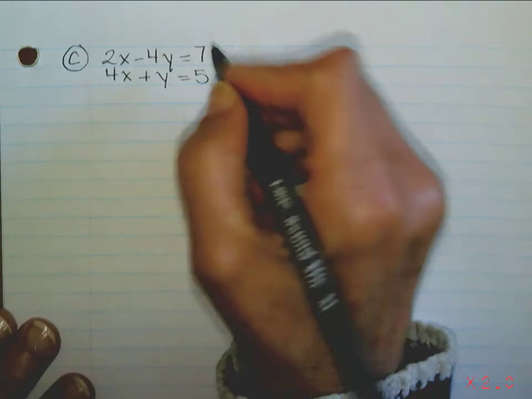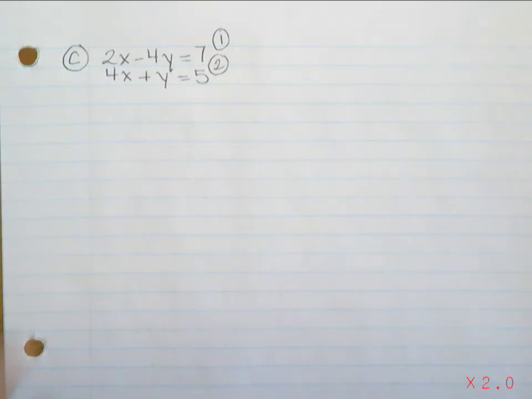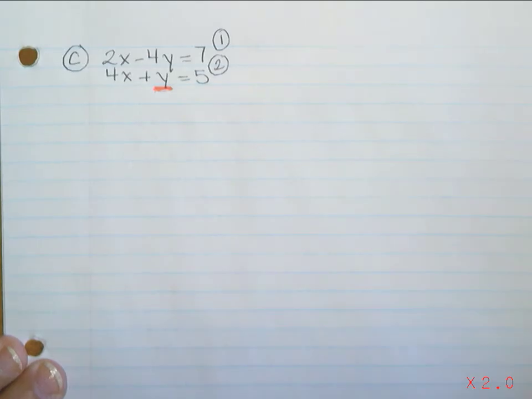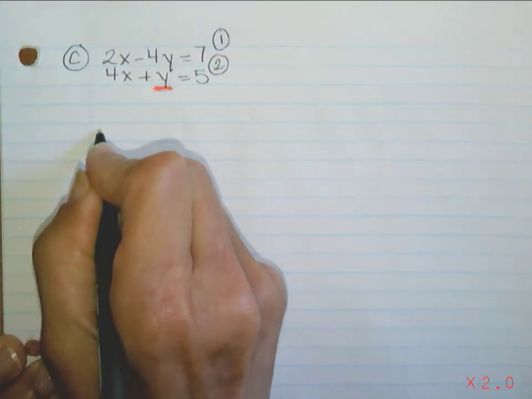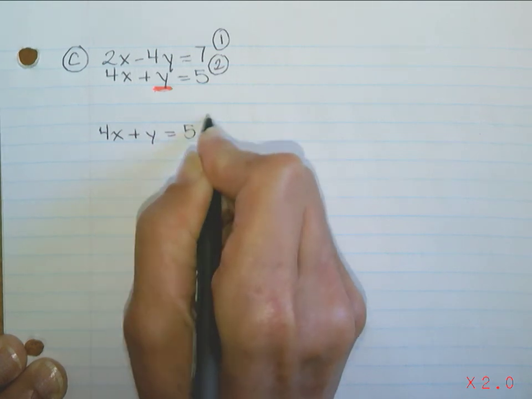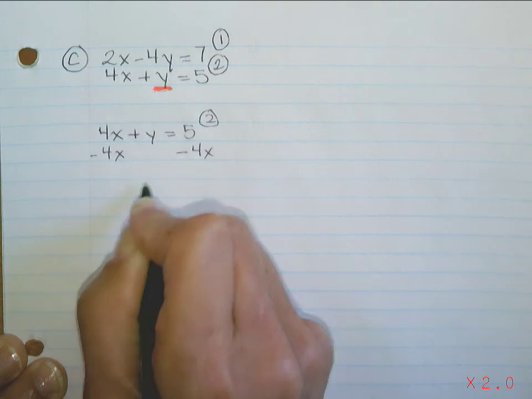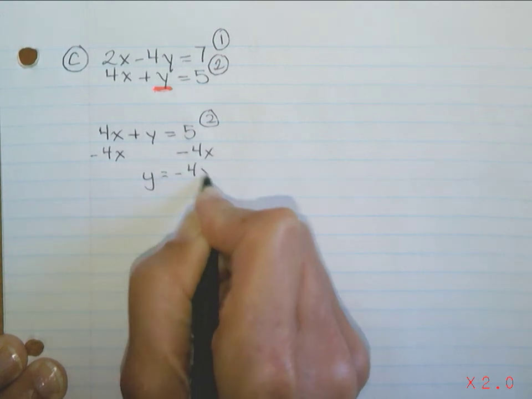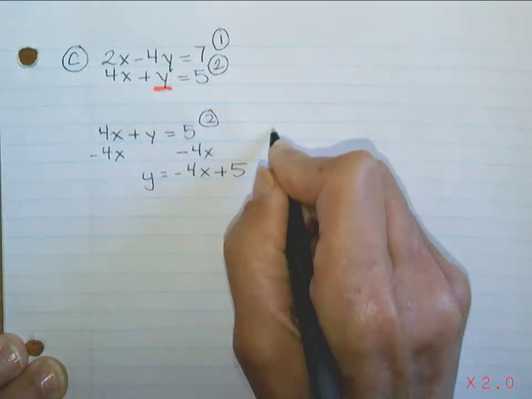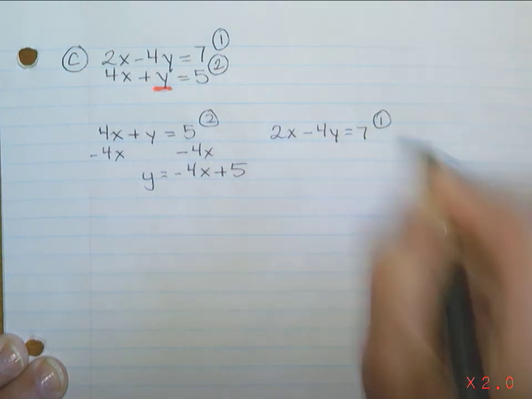Now this is going to be a little trickier. Here's number 1. Here's number 2. I'm going to choose to isolate the y because it doesn't have a coefficient. So I'll use number 2 first. Subtract 4x from both sides. Some of you won't show this step because you can do it in your head. Then I'm going to go to the other equation, 2x minus 4y equals 7, and tell everybody I'm using number 1.